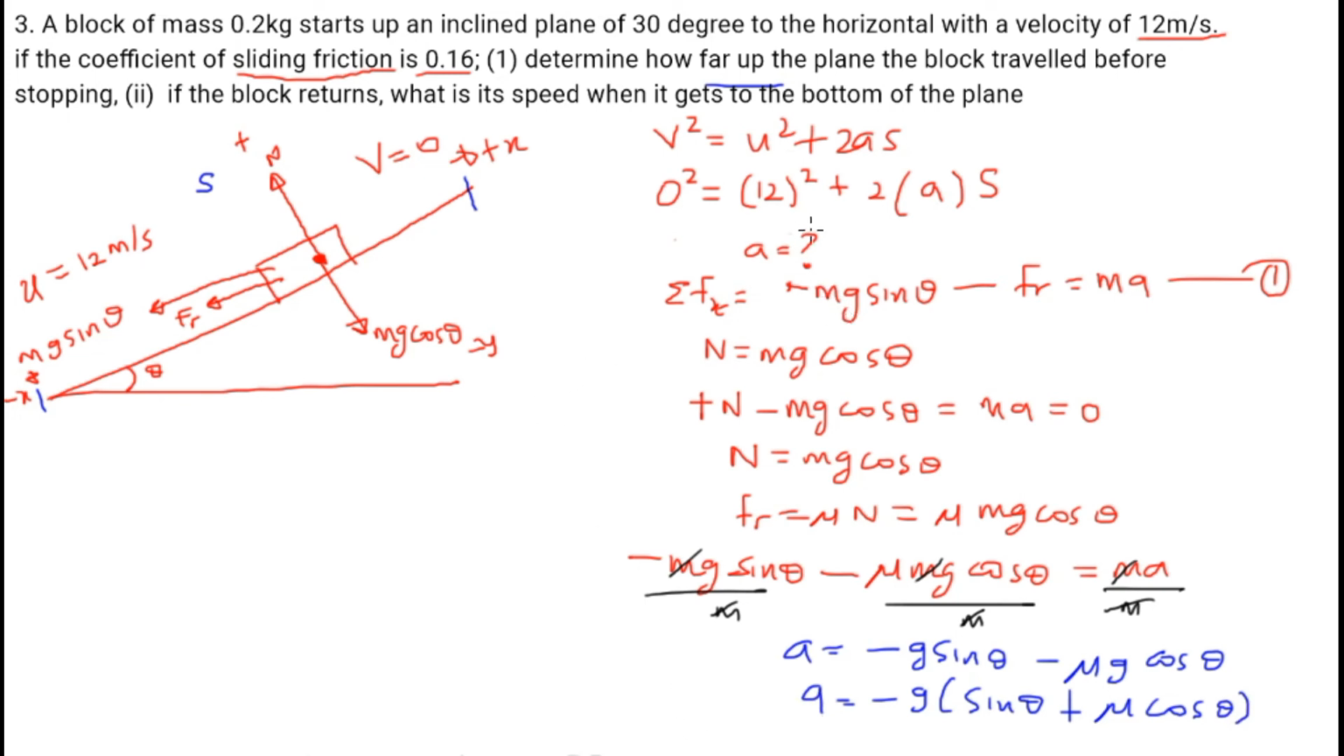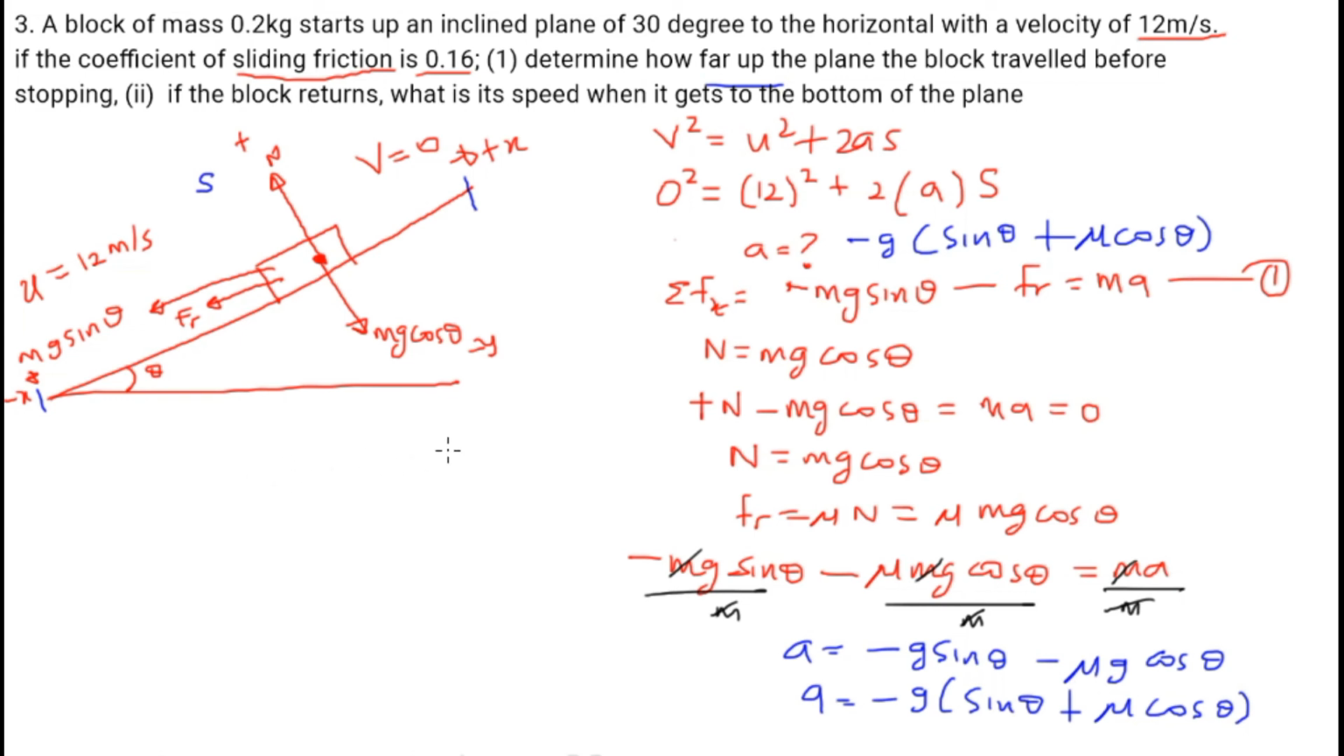Now that means the acceleration in this case is equal to negative g sine of theta plus mu cosine of theta. So if we substitute into this equation, the acceleration is actually negative. It means that the object is decelerating, and of course it is truly decelerating since its initial velocity is 12 meters per second and is going to rest, where the final velocity will be equal to 0. So the object is actually decelerating.